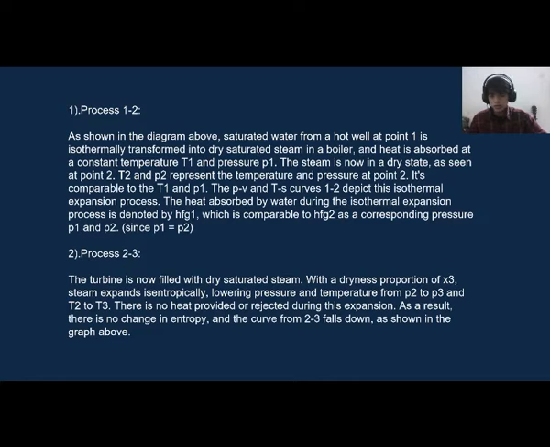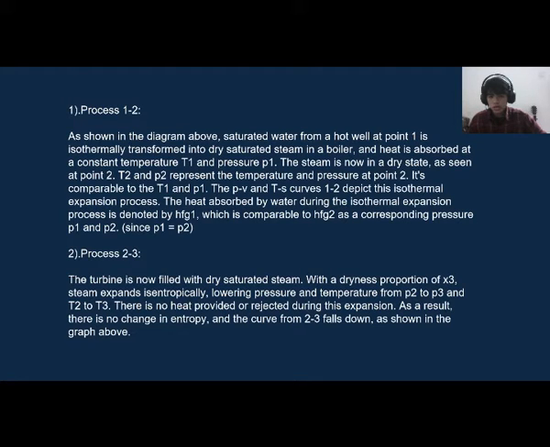Process 1-2. As shown in the diagram above, saturated water from a hot well at point 1 is isothermally transformed into dry saturated steam in a boiler, and heat is absorbed at constant temperature T1 and pressure P1. The steam is now in a dry state as seen at point 2. T2 and P2 represent the temperature and pressure at point 2. It is comparable to T1 and P1.